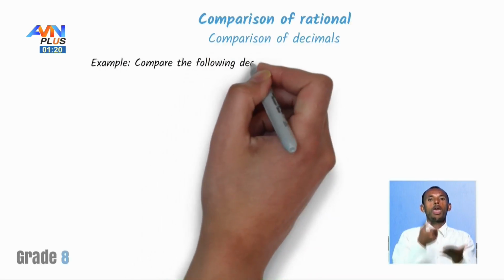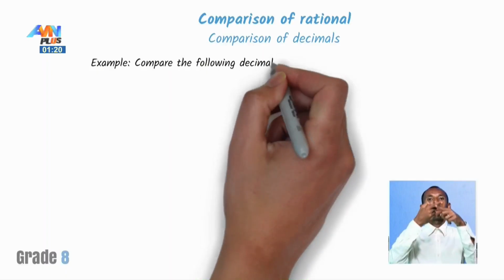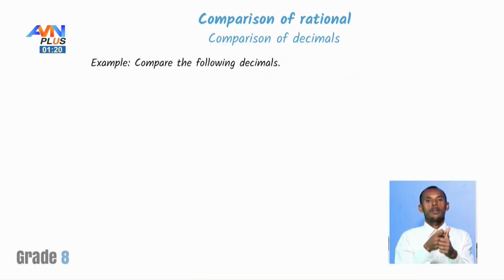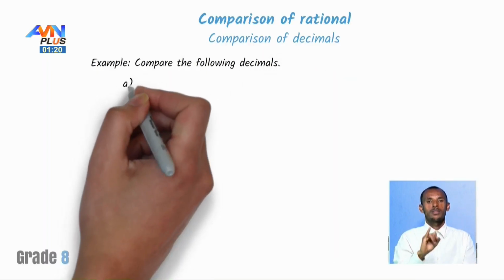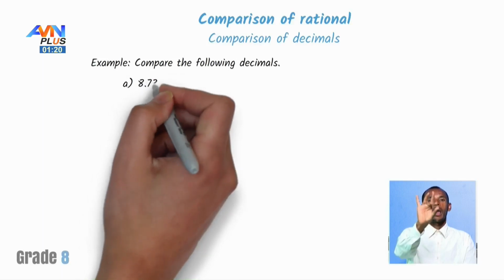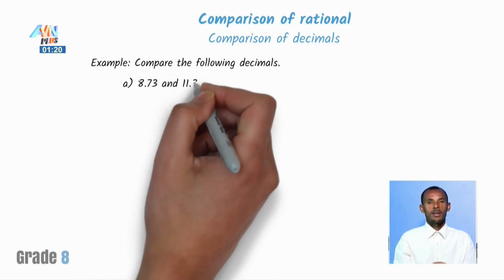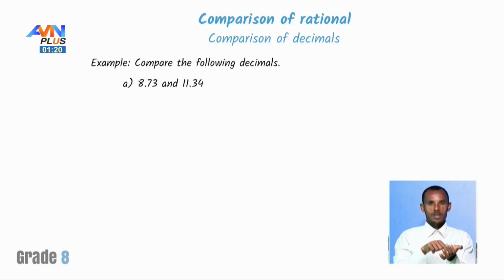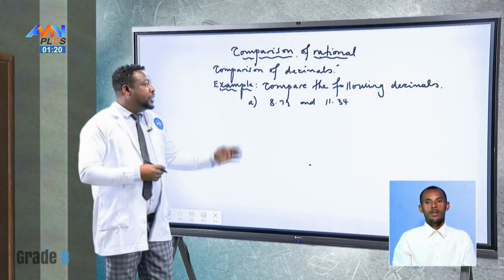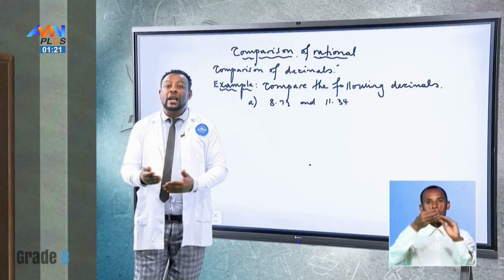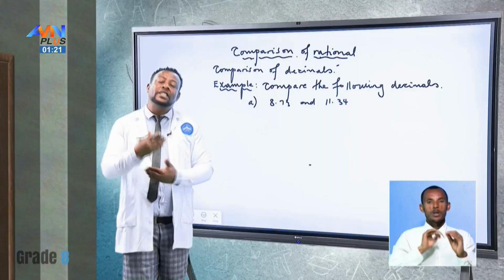Here we have different decimals. The first decimal is 8.73 and 11.34. Okay, these two numbers are rational numbers which are given in decimal form.